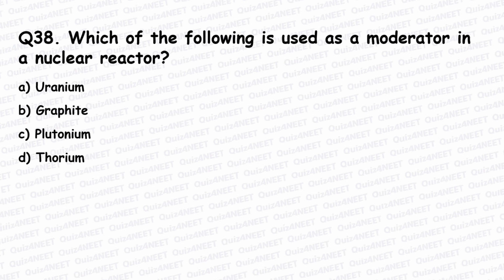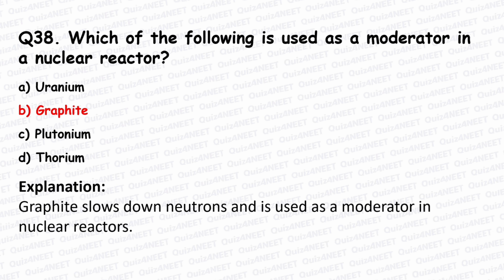Q38. Which of the following is used as a moderator in a nuclear reactor? A, uranium. B, graphite. C, plutonium. D, thorium. Answer B, graphite. Explanation. Graphite slows down neutrons and is used as a moderator in nuclear reactors.